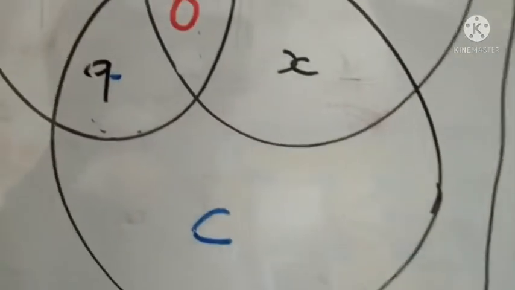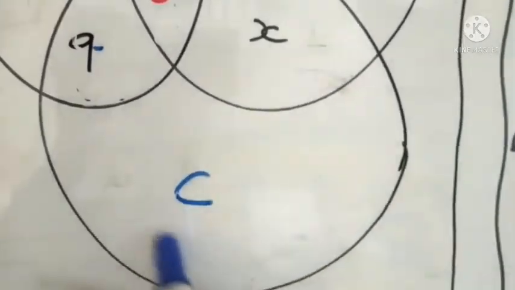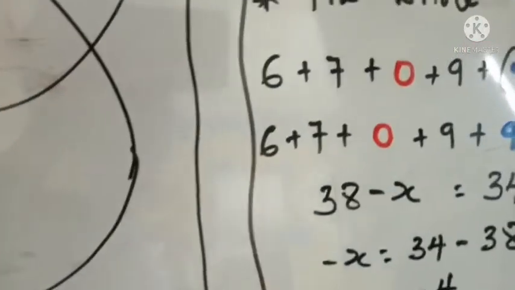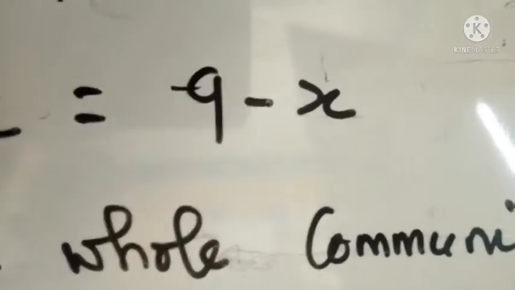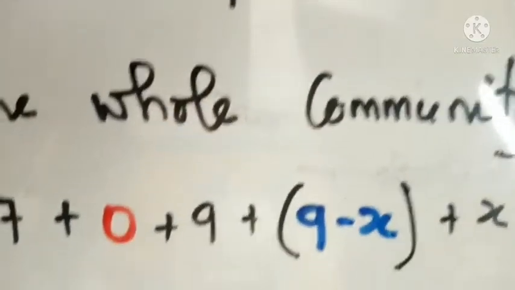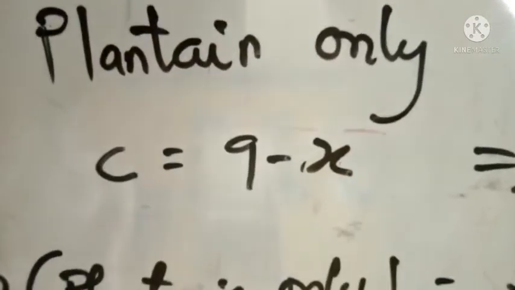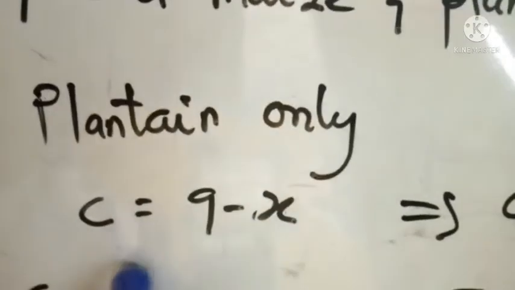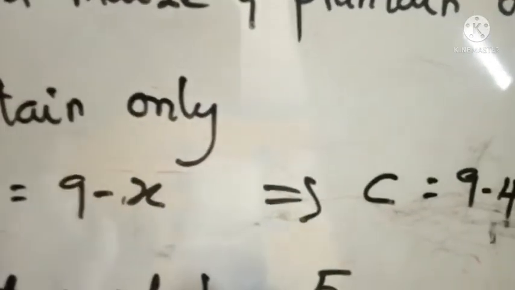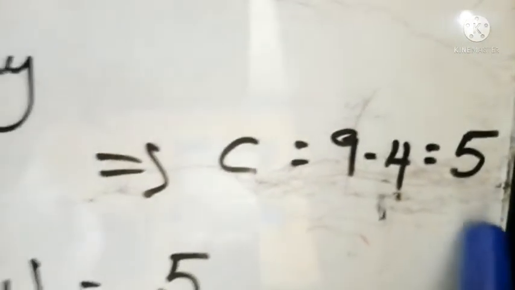So look at your Venn diagram here. Where exactly are those who sell plantain only? This portion is for those who sell plantain. That is C. Do we know C? We know C to be equal to 9 minus X, right? And then we also know X. X is 4, right? So we are able to get plantain only. C is equal to 9 minus X, and X is 4. So of course, C is equal to 5 here.